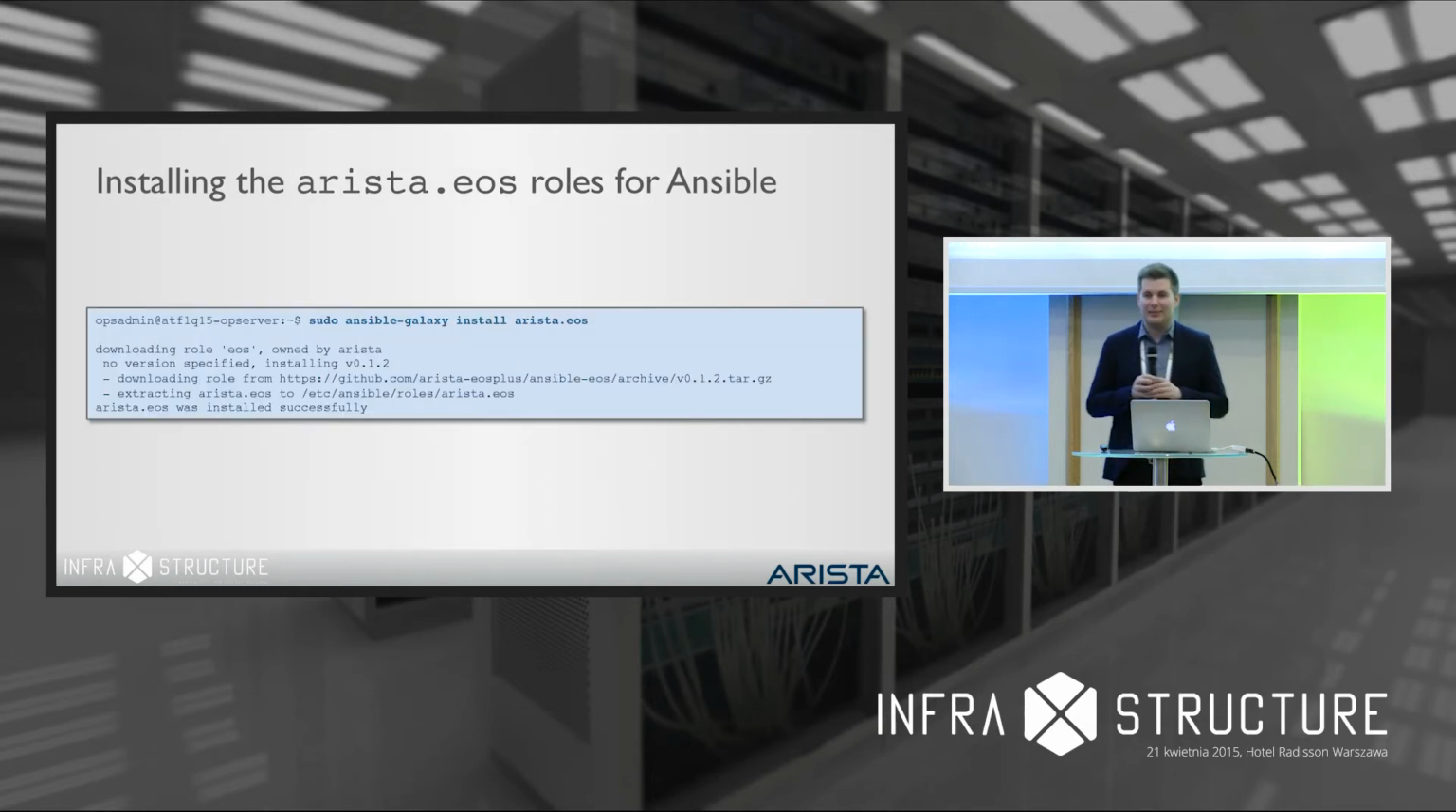How to install the EOS roles is very, very simple. You can take any regular Ansible deployment and just add the EOS roles. Once you've done that, you then have access to all of the Arista libraries, which gives you a full range of configuration options on the device.